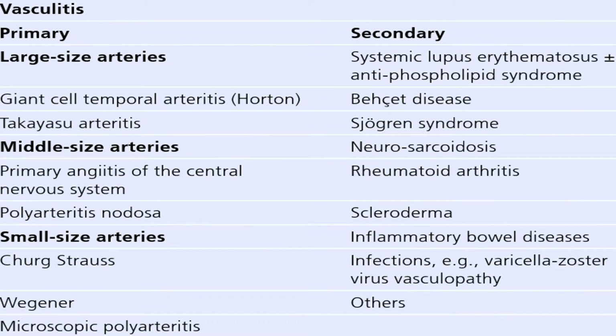Vasculitis is inflammation of the arteries, and depending on the size of the artery or arteries involved, this will give you the specific disease or cause. There is large, middle-sized, and small arterial vasculitis. You can also have secondary vasculitis due to another primary disease like lupus, Sjogren's syndrome, or rheumatoid arthritis.